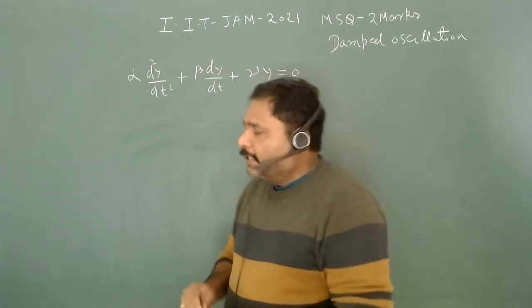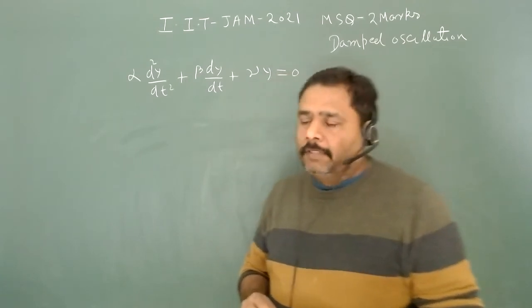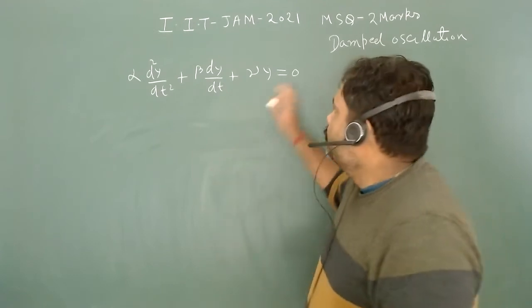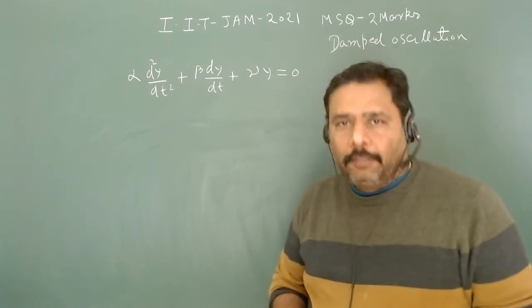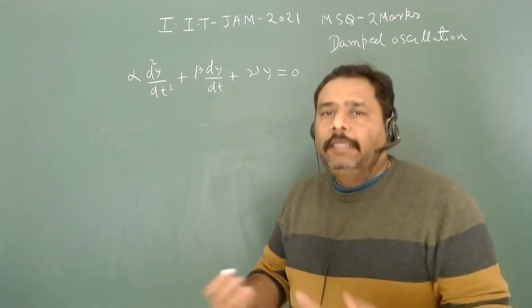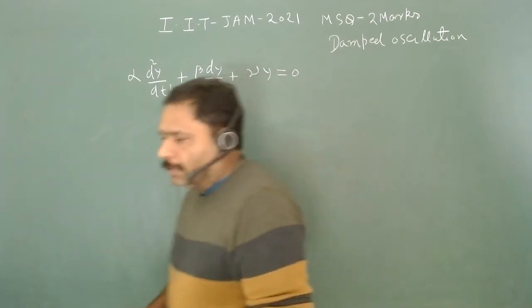Hello students, let's try to solve this particular problem from IIT JAM 2021. This is an MSQ, multiple select type problem, and this is mainly from the waves and oscillations part. And here we will discuss all about the concept of damping or damped oscillation.